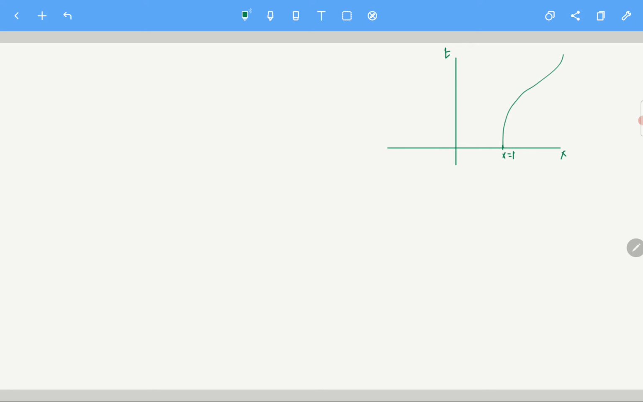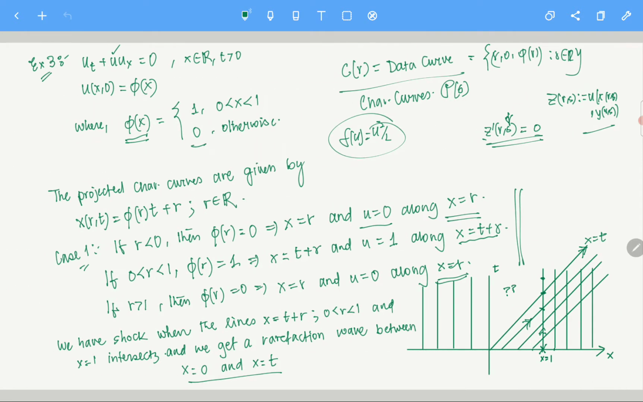So you see, of course there are projected characteristics in this part, right? And on those projected characteristics, what is u? u equals 0. If you remember, u is 0 here, and u is 0 on this side also. u is 0 along x equals r. So in these parts where they are not touching anywhere, u is 0, that's not a problem. Here also there is no problem, u equals 0.